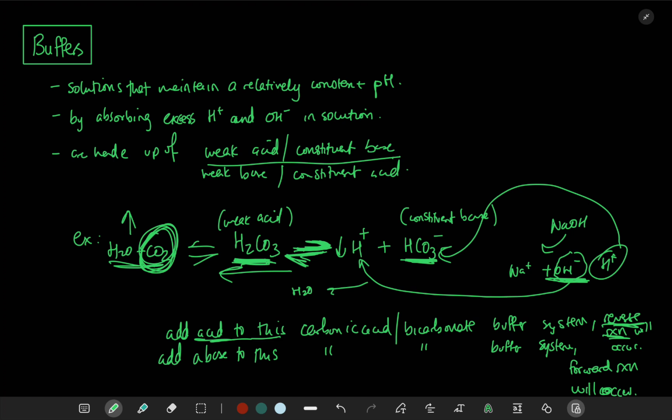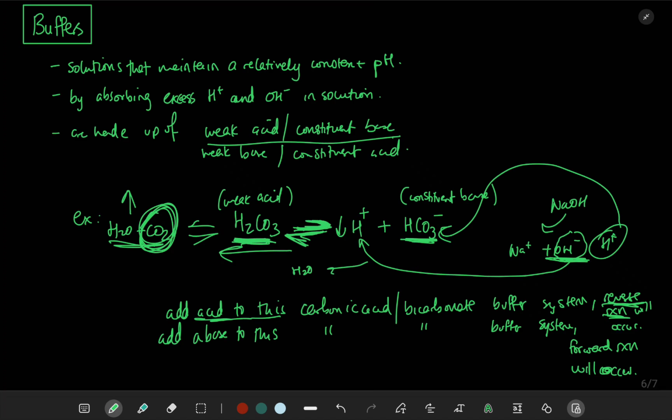And so that's what happens with buffers, and specifically buffers within our body. So again, overall, the main point of buffers is to act against changes in pH. Its purpose is to maintain a relatively constant pH in our bodies, to maintain and sustain life, basically.